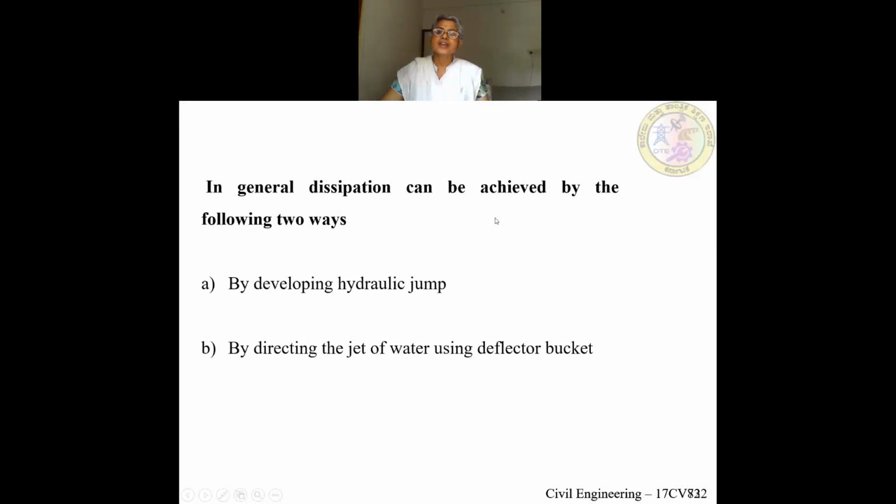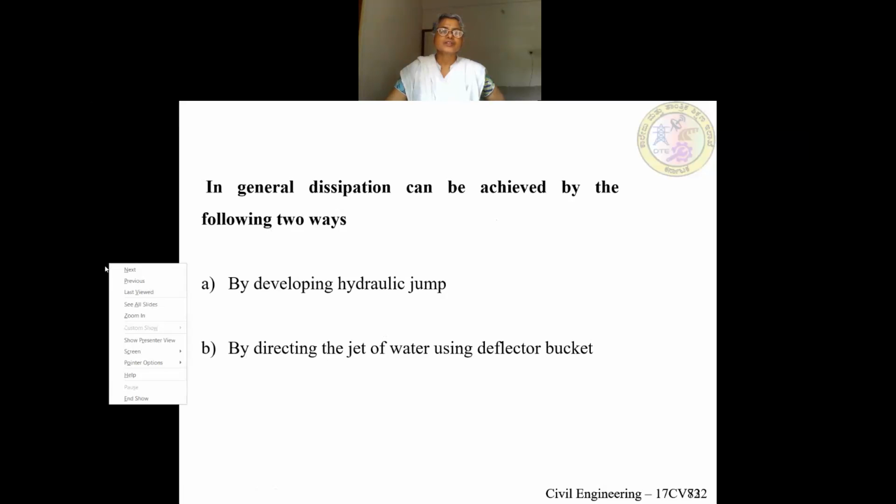Energy dissipation can be achieved in two ways. One is by developing a hydraulic jump. I told you in the first picture that we can create a hydraulic jump to reduce the energy. The other one is by directing the jet of water using a deflector bucket. We'll discuss this later on. So a deflector bucket will be used. I'll show you.